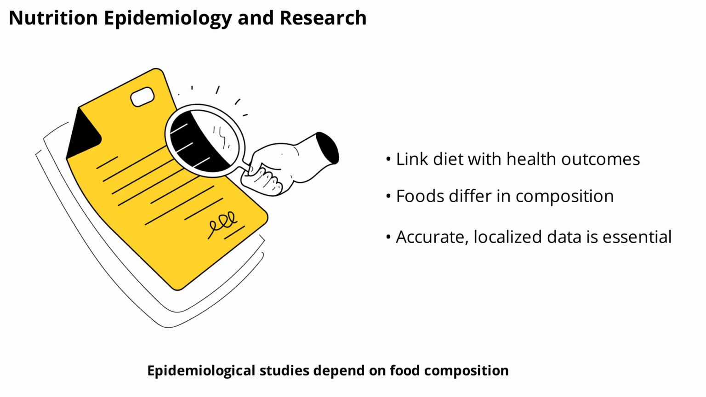Epidemiological studies depend on food composition data to link diet with health outcomes. Researchers need representative data for all nutrients in foods consumed by study populations. Standardized datasets and data sharing between countries improve research quality. However, using data from other countries can introduce errors, as local foods may differ in composition. Accurate, localized data is essential for reliable research findings and for developing effective nutrition interventions.